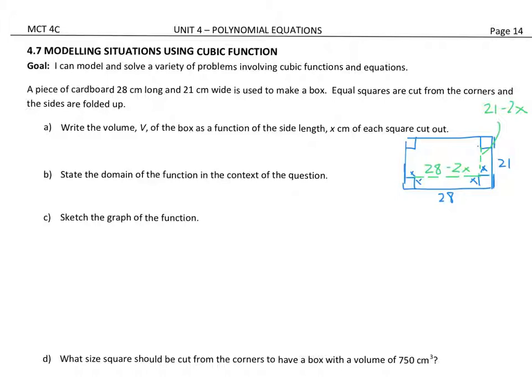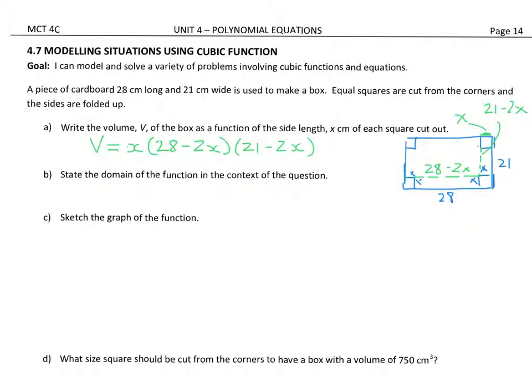So when I fold up those sides, the length of the base would be 28 minus 2x, the width would be 21 minus 2x, and then the height, when I fold up the side, is just an x. So our volume, and it doesn't matter what order we multiply those in, I like to put my single x first. So that's my height times the base, 28 minus 2x, and the other dimension would be 21 minus 2x there.